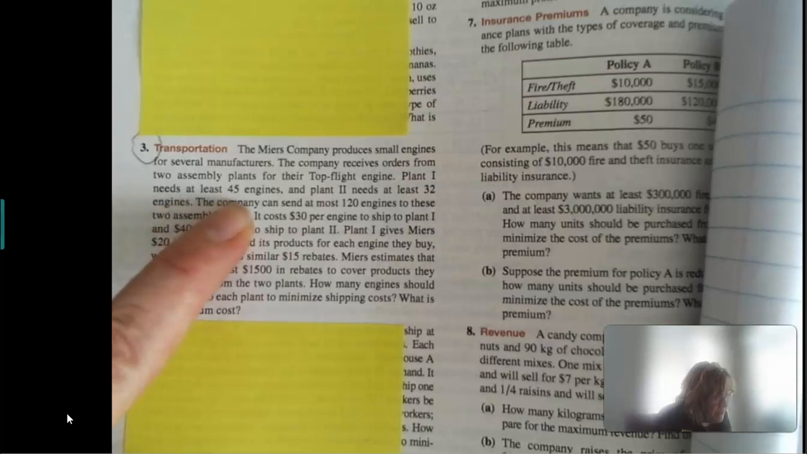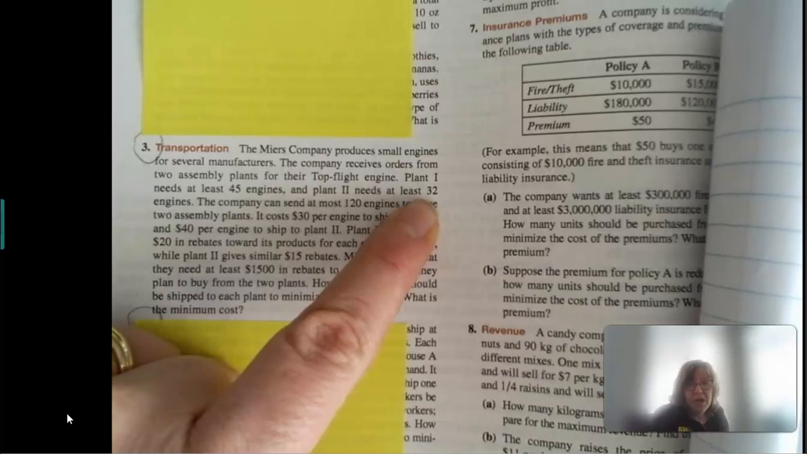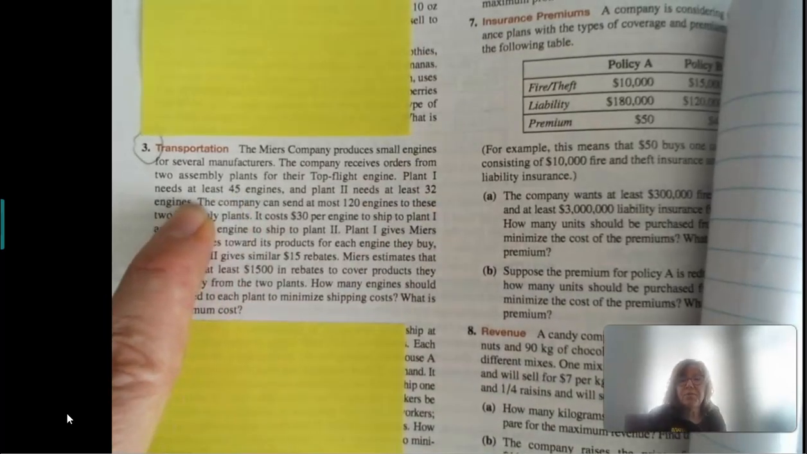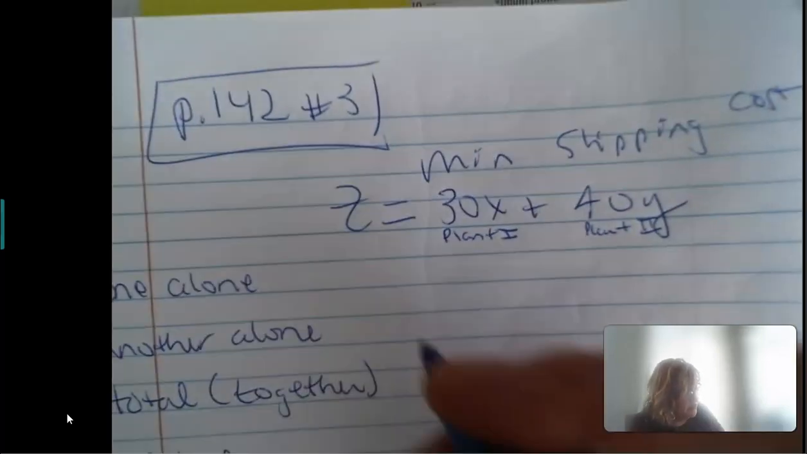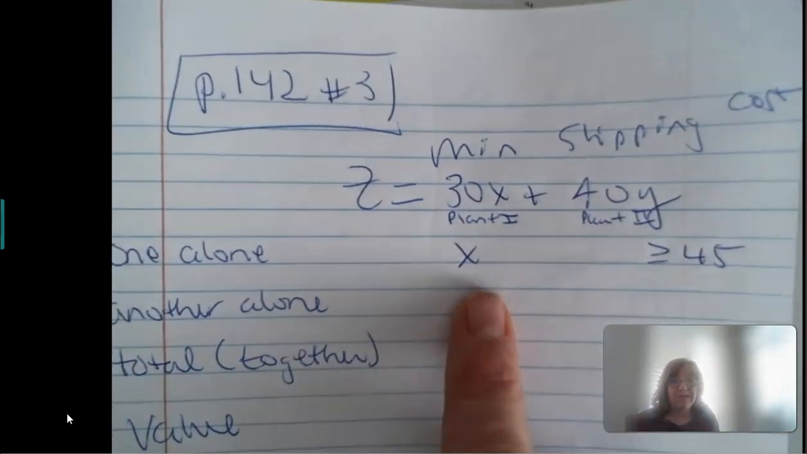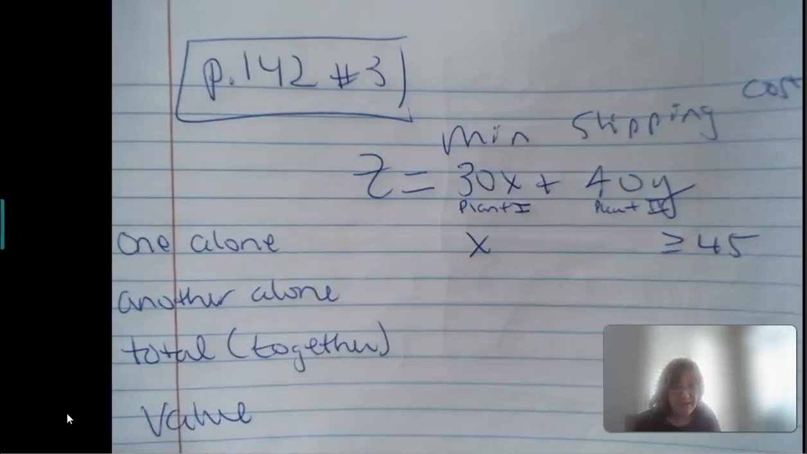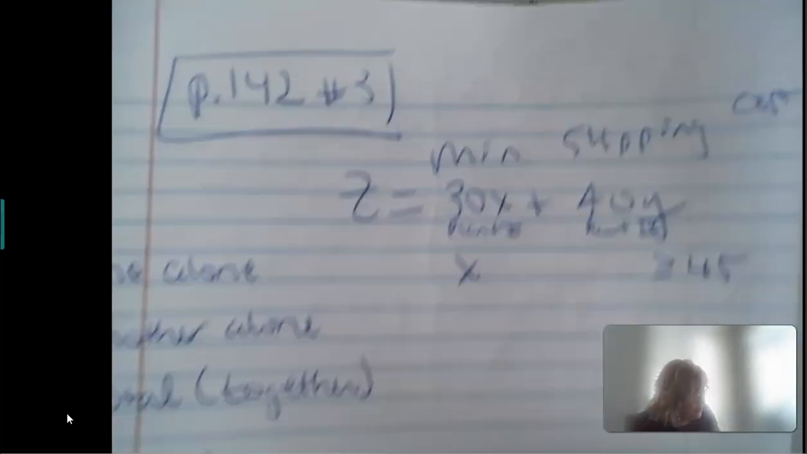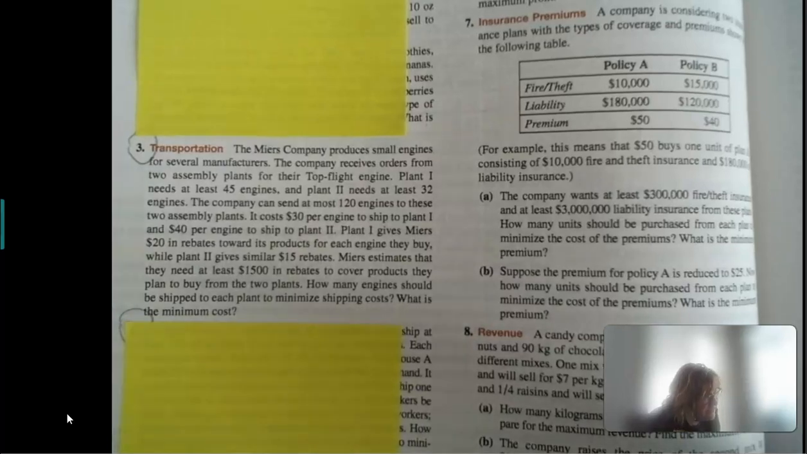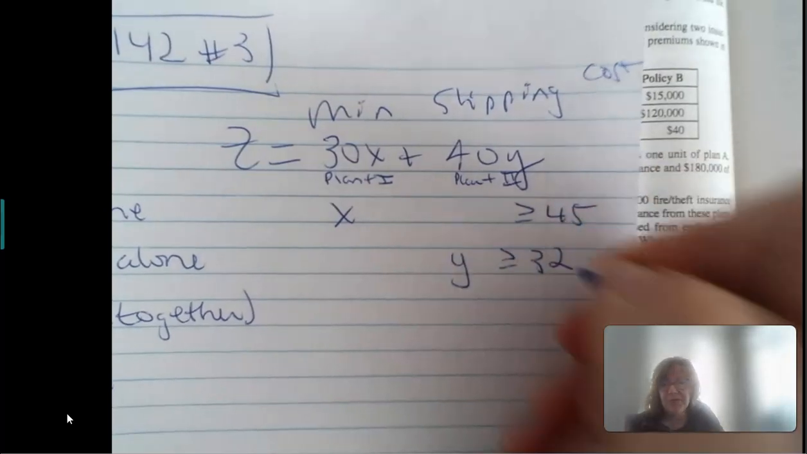It says plant 1 needs at least 45 engines. Plant 2 needs at least 32. Those are alone. Okay, so plant 1 by itself needs at least 45. So you're going to do X greater than or equal to 45, because they need at least. They will take more. All right, if I told my husband I want to have at least 3 kids, then I'm okay with 3 or more. Or if you want to make at least $40,000 a year, you're okay with 40 or more. The other one is by itself, it says needs at least 32. So you're going to write Y is greater than or equal to 32.